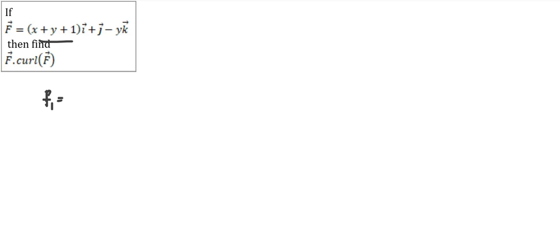Okay, let us solve the next question. If F equals (x + y + 1) i + j - y k, then we have to find F · curl F. First, let us find the curl of F.